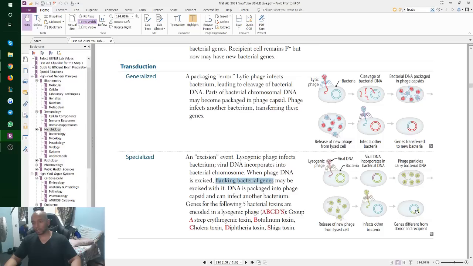Right? So you were excising this little red area, but you also cut off a little bit of extra green on both sides. So this final chromosome has red viral DNA as well as green DNA from the previous bacteria, and then its own blue DNA. 3 different genomes are kind of combined here. All right, so this is what's really supposed to happen in transduction. That's specialized transduction. The generalized one is by mistake.